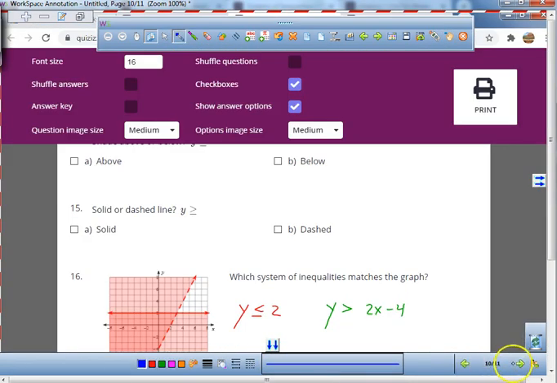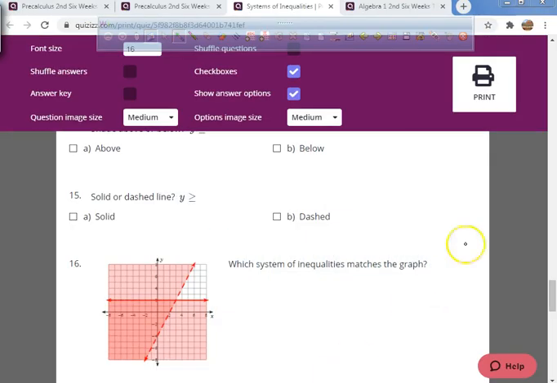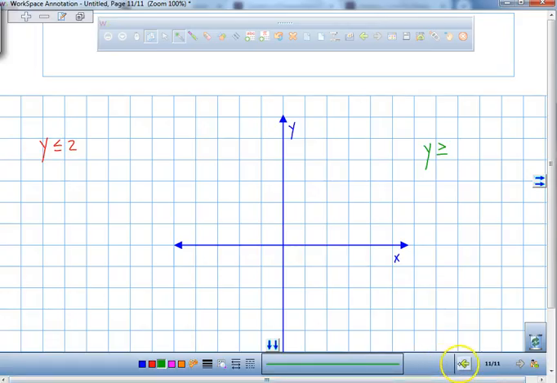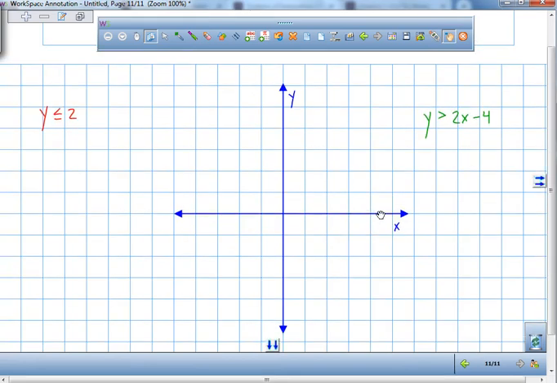One of them said what? Y is less than or equal to 2. So I'll do that one in red. So I have y is less than or equal to 2. And then I'll do the other one in green, and I'm going to say y is greater than... Oh, no, just greater than, sorry. Not greater than or equal to, just greater than 2x minus 4.